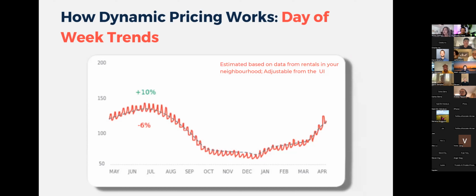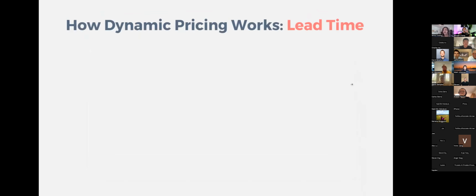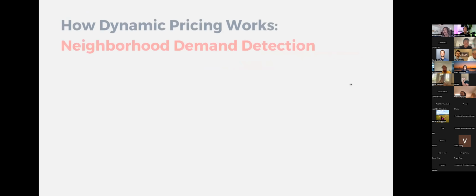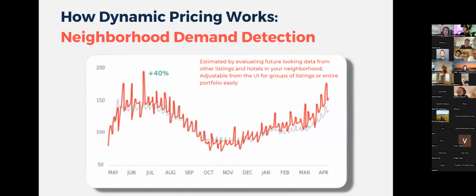The actual swing for day of the week will vary from market to market, but your Tuesdays are always going to be lower priced than your Saturdays just based on travel trends. And then we adjust it further, adjust rates based on lead time. We reduce prices as they get closer in, and we increase them as they get farther out. And after that, we adjust rates further based on individual neighborhood demand.